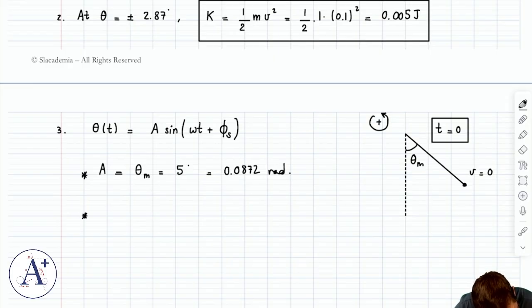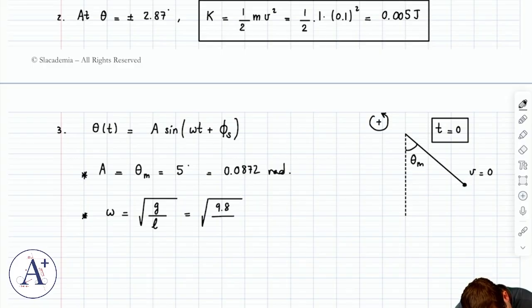Okay, what about omega? Well, omega is going to be square root of g divided by L. Let's compute that so that we have it too. That's going to be square root of 9.8 divided by 0.2. Let me quickly do that. Square root of 9.8 over 0.2. That's 7, actually. Oh, that's interesting. Okay, sure. 7 radians per second.